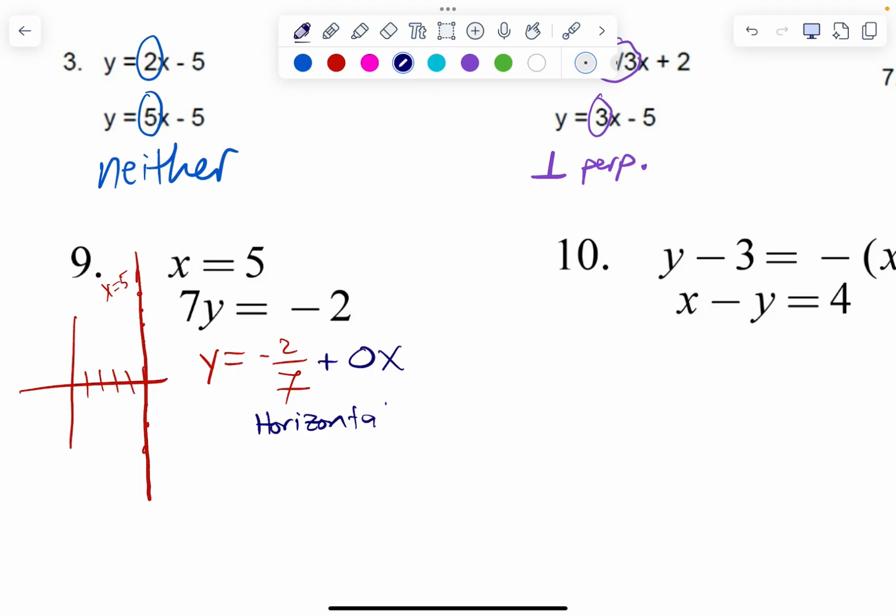Right there? Yes. So what kind of line is it? All right. It says negative 2/7. Who cares where it is specifically on the graph? But is a horizontal perpendicular to a vertical? Yes. Okay. Perpendicular. Just pointing out all of this.